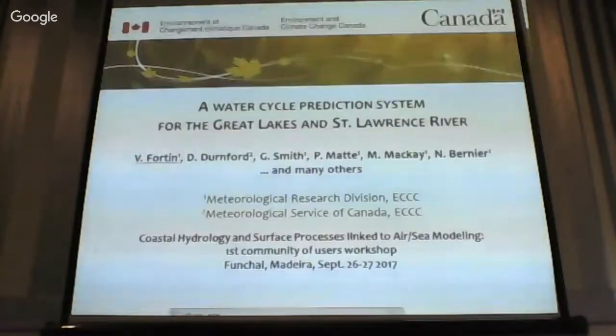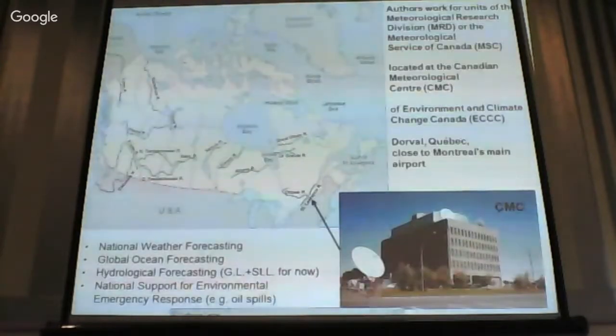So going back to slides, it should work. I put 6 co-authors, but I could have put 20. I work for the Meteorological Research Division of Environment and Climate Change Canada. We added climate change a year ago to our name, so 2 more C's, so it's ECCC. I also have collaborators who work for the Meteorological Service of Canada. We're located in Montreal, actually in Dorval, just west of Montreal, very close to the airport.